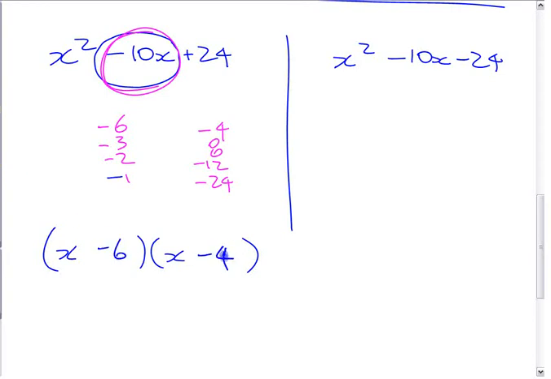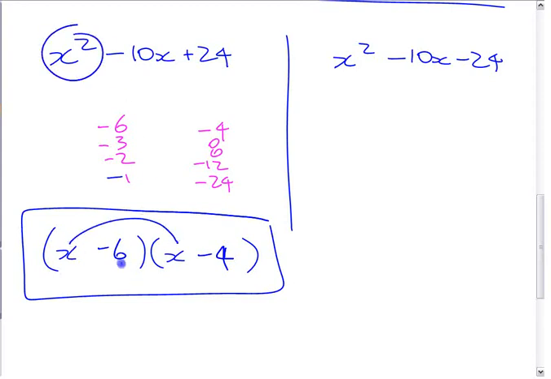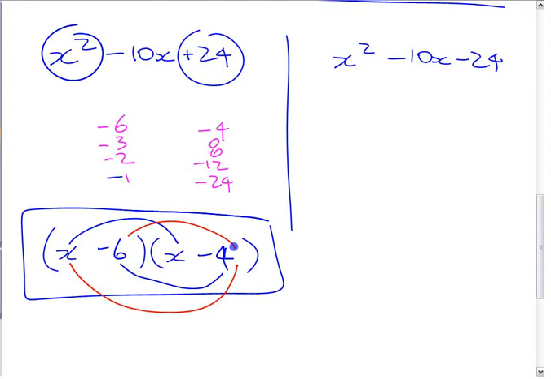It doesn't matter the order. Those two things multiply out. How could you check if this is right? How could you check? Multiply it out, right? It's something you have to know how to do. You say x times x is x squared. Negative 6 times negative 4 is the right last term. And then the middle term comes again from the outside and inside, those two.